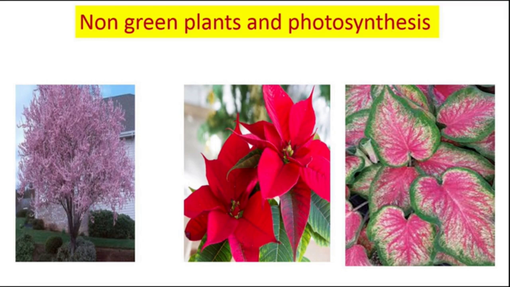You can see here on the slide some different colored plants and trees, right? Different colors like pinkish, some lavender color, magenta. So all these colors you can see. How would they prepare their food?